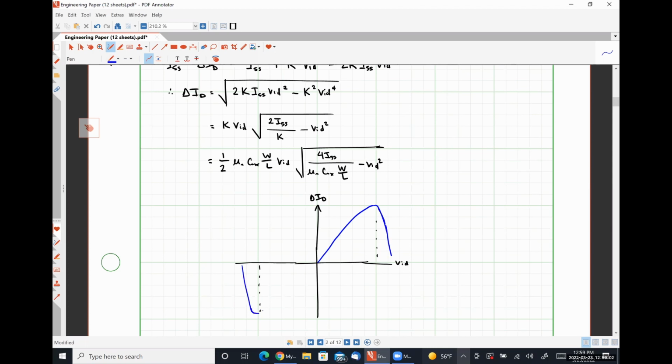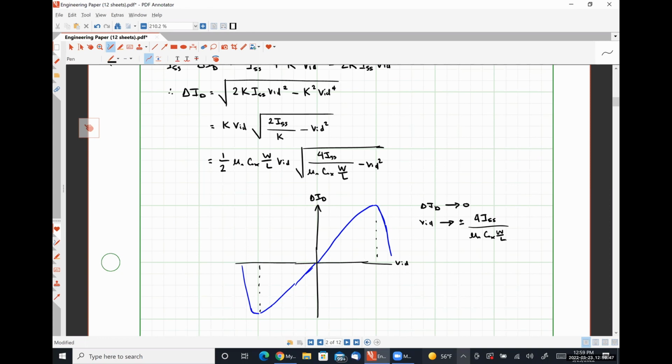Is something that looks like this, where effectively delta ID is approaching 0 as VID starts approaching plus or minus 4 ISS over UN Cox. Right. So when this term starts going to 0, that means our difference in our currents also starts going to 0, which can't be true.